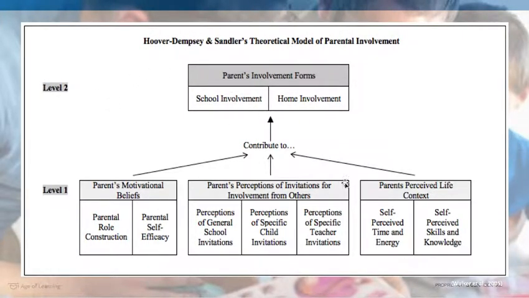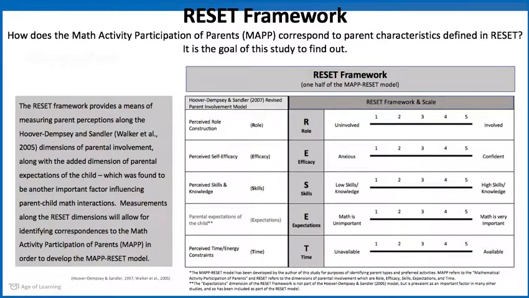This is a general model of involvement, but I really wanted to look at something that was more specific to mathematics. So in the course of doing this research, I developed a framework called the MAP RESET framework. MAP, M-A-P-P, stands for Math Activity Participation of Parents, and RESET stands for these dimensions of the framework: the role, efficacy, skills, expectations, and time. And basically the idea is that all parents would fall along some sort of continuum in each of these domains.